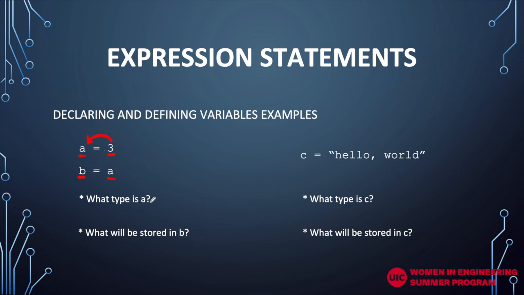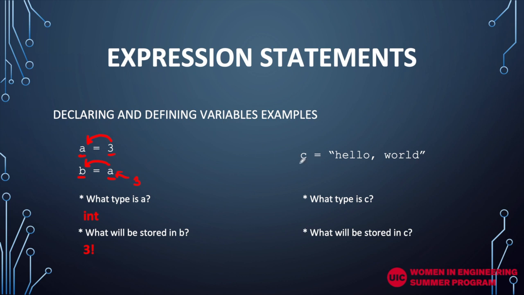So what type would a be? Since 3 is not a decimal number, nor does it have any single or double quotation marks surrounding it, this would be of type int. Alright, and in this case, and many other cases, you can define a variable by another variable. So we're storing the variable a into the variable b. Since we know that 3 is already in a, we can see that 3 is also being stored into b. So that would be the answer for that question.